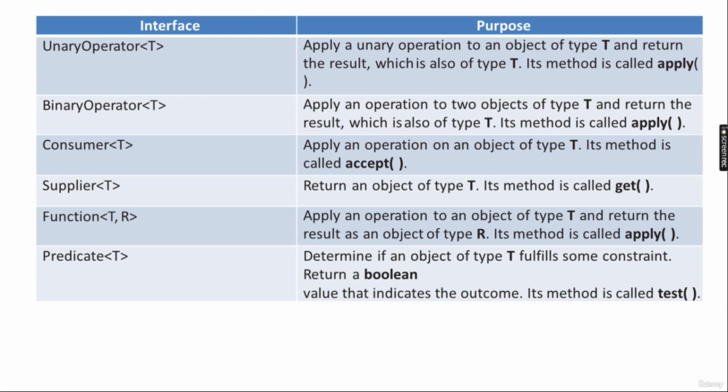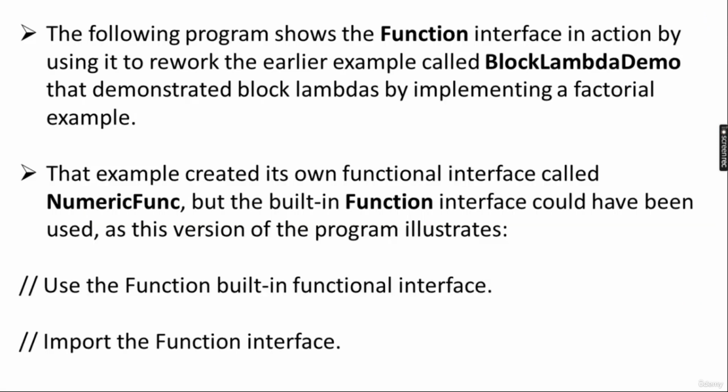Consumer T. Apply an operation on an object of type T. This method is called accept. Okay. Supplier T. Return an object of type T. The method is called get. Function T R. Apply an operation to an object of type T and return the result as an object of type R. This method is called apply. Predicate T. Determine if an object of type T fulfills some constraint. Return a Boolean value that indicates the outcome. This method is called test.